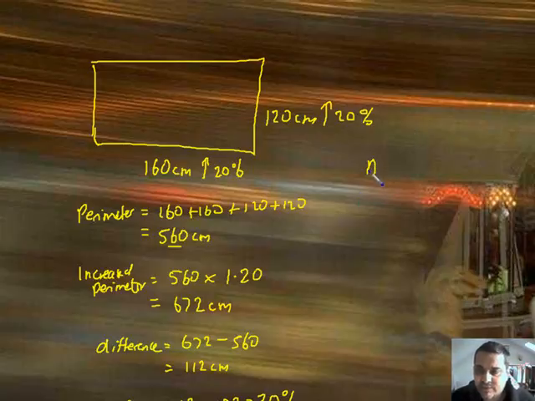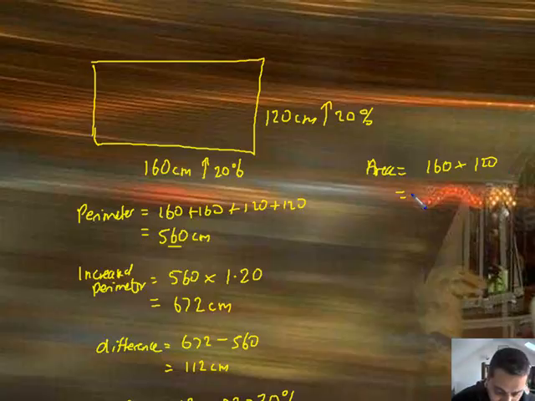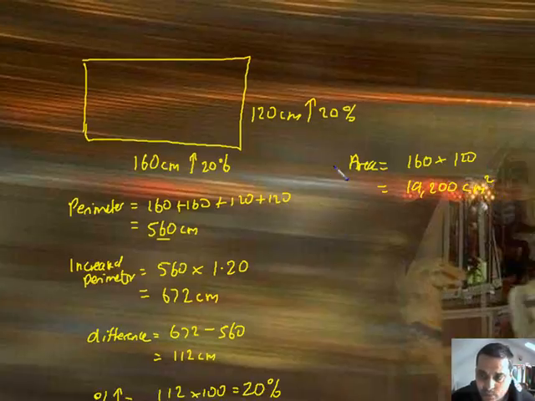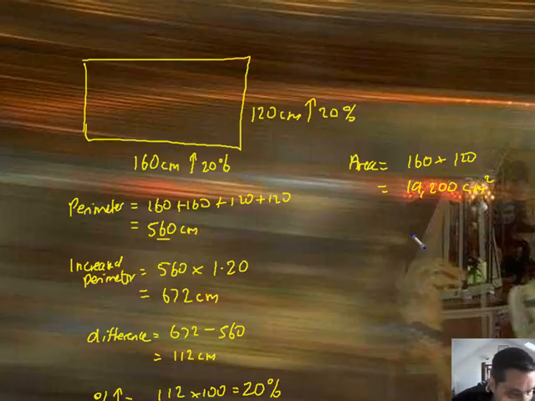Okay, so here's the original area. Again, let's do an experiment. That's going to equal 160 by 120. Do the maths on that. 160 by 120 gives me 19,200 centimeters squared. I want to increase that by 20%. No, I don't. I want to increase the length by 20% and work out the difference in the area. Okay, fine.